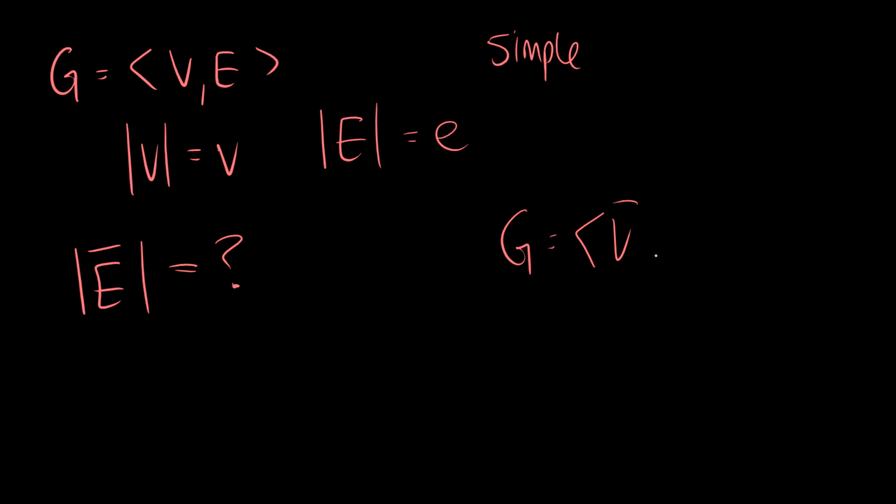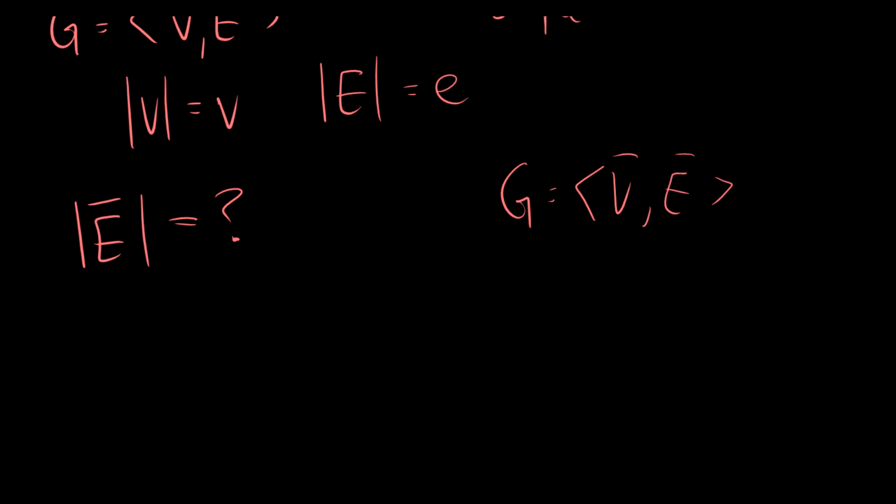Okay, well, we have G is equal to V bar, E bar. Well, really we know that V bar is the same thing as V because it has to have all the vertices still. The complement really just switches the edges from off to on and on to off. So here's the thing.